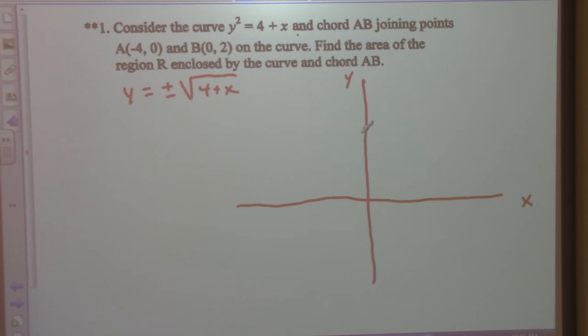If you do this, what is that going to look like? What you're going to have is a square root curve, right? Where's going to be the zero of this thing? -4. Yeah, -4, then 2, 3, 4. So the plus version is going to look like this, right?